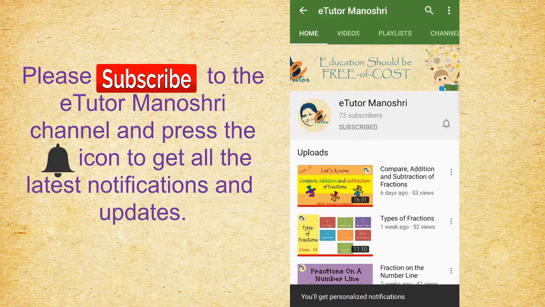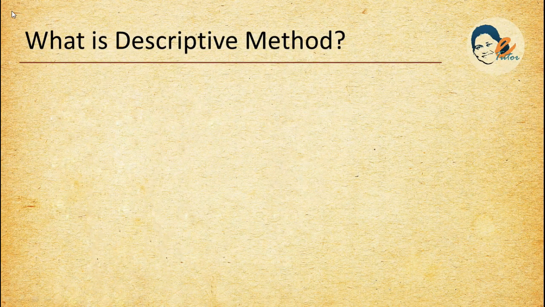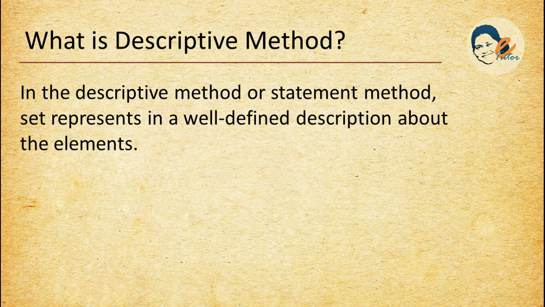Now let's discuss what is descriptive method. In a descriptive method or statement method, a set is represented by a well-defined description of the elements. Actually, this description must allow concise determination of which elements belong to the set and which elements do not. Let's have some examples.